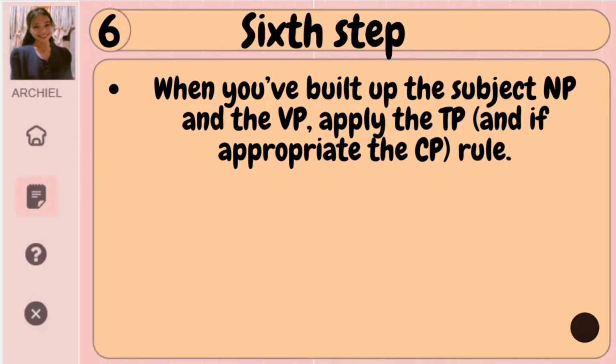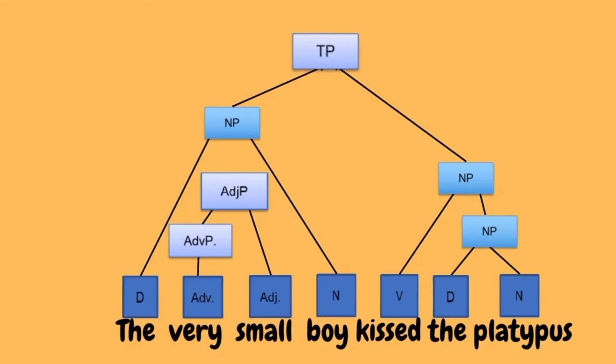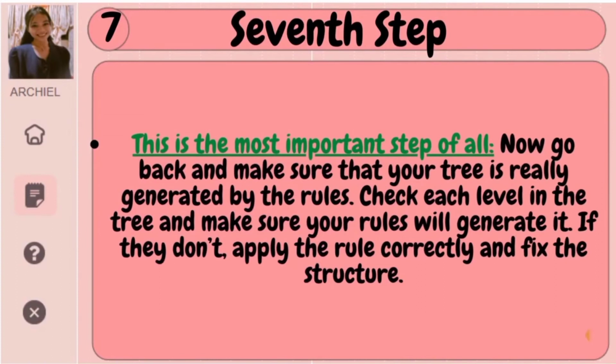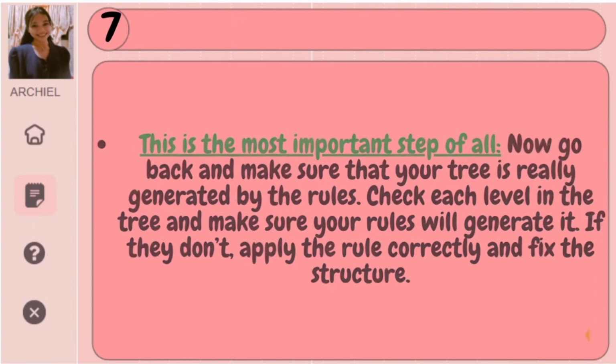So the sixth step, when you have built up the subject noun phrase and the verb phrase, apply the TP and, if appropriate, the CP rule. Seventh step. This is the most important step of all. Now, go back and make sure that your tree is fully generated by the rules. Check each level in the tree and make sure your rules will generate it. If they don't, apply the rule correctly and fix the structure.